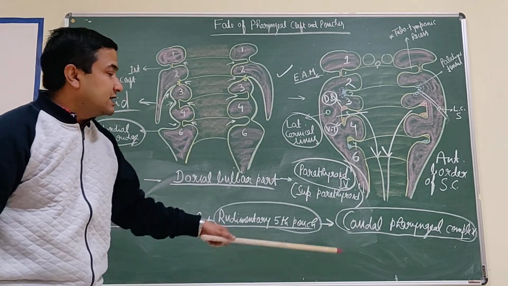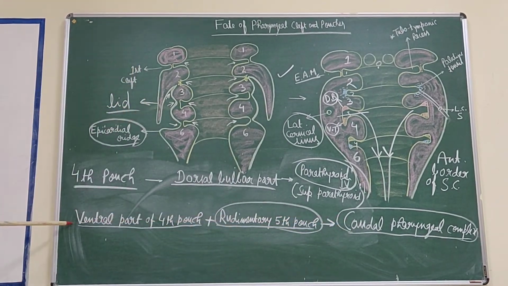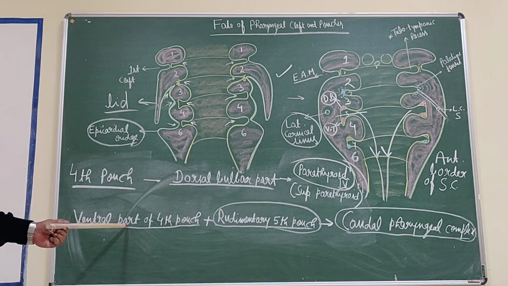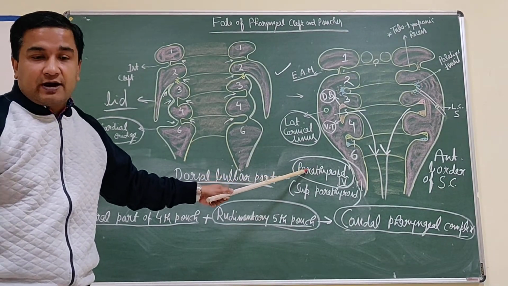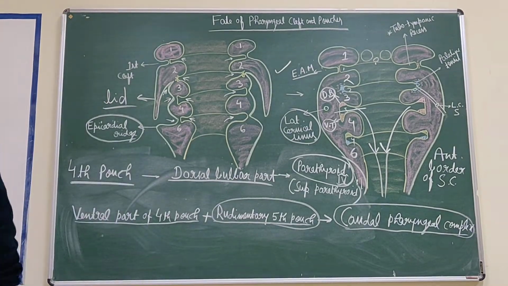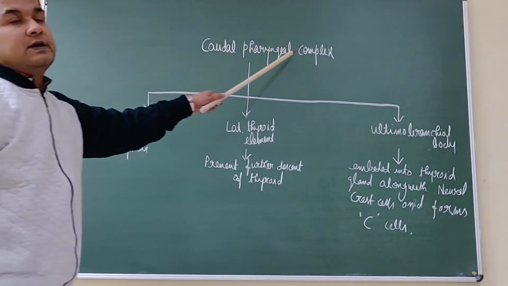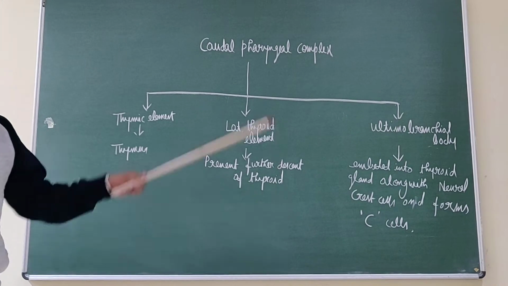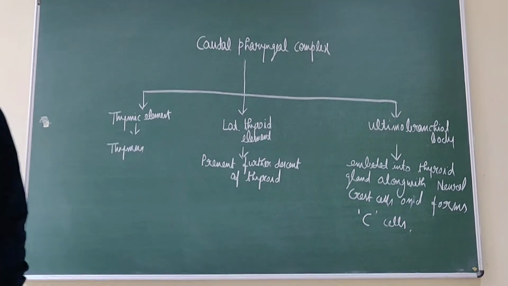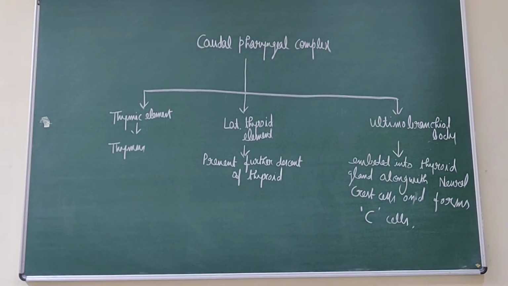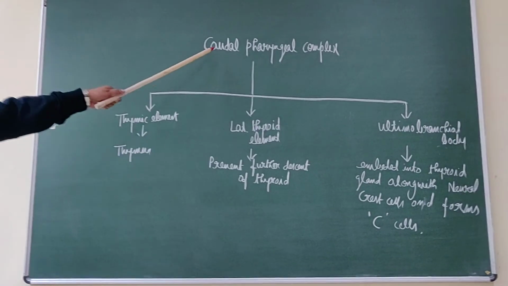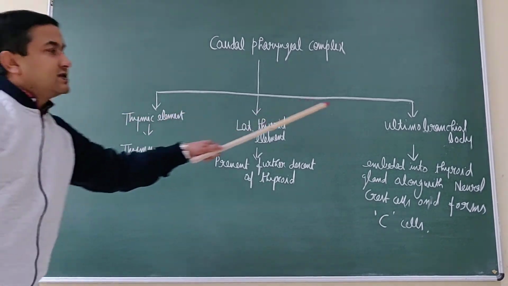What is the caudal pharyngeal complex? It is the ventral part of the fourth pouch. The dorsal part already forms the superior parathyroid gland. Now this caudal pharyngeal complex is formed by the ventral part of the fourth pouch with contribution from the rudimentary fifth pouch if present. This forms three important structures.